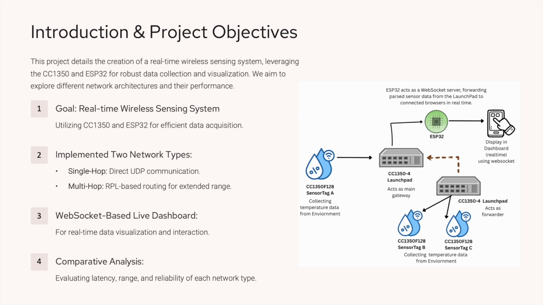So, introduction to my project. This project details the creation of a real-time wireless sensing system leveraging the CC1350 dev kit and ESP32 for robust data collection and visualization. Here we aim to explore different network architectures, that are multi-hop and single-hop networks. In the single-hop network we are using direct UDP communication, and in the multi-hop network, RPL-based routing is used for extended range. So at last we will display this data using WebSocket for real-time data visualization and interaction.